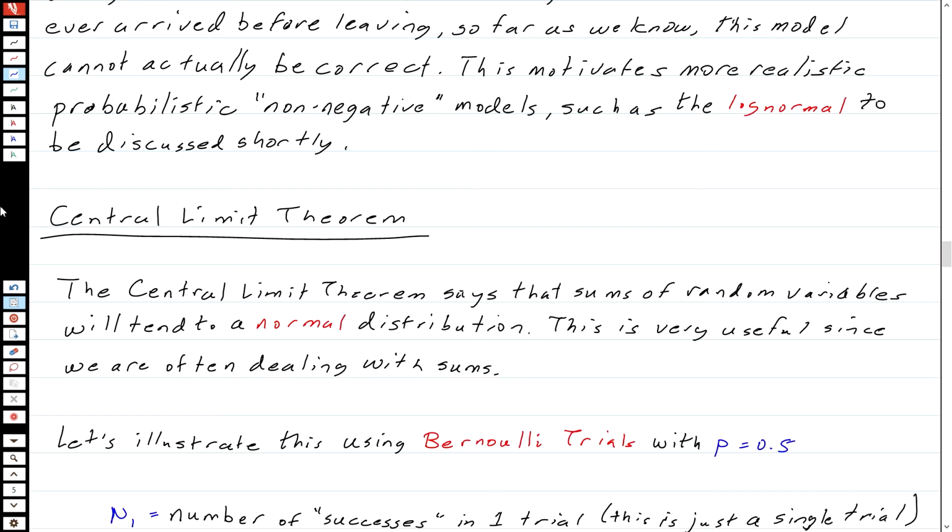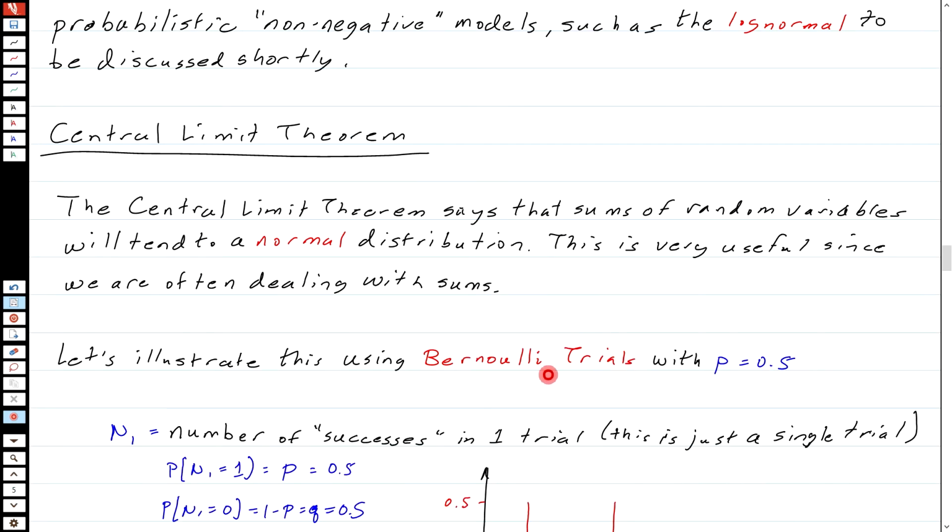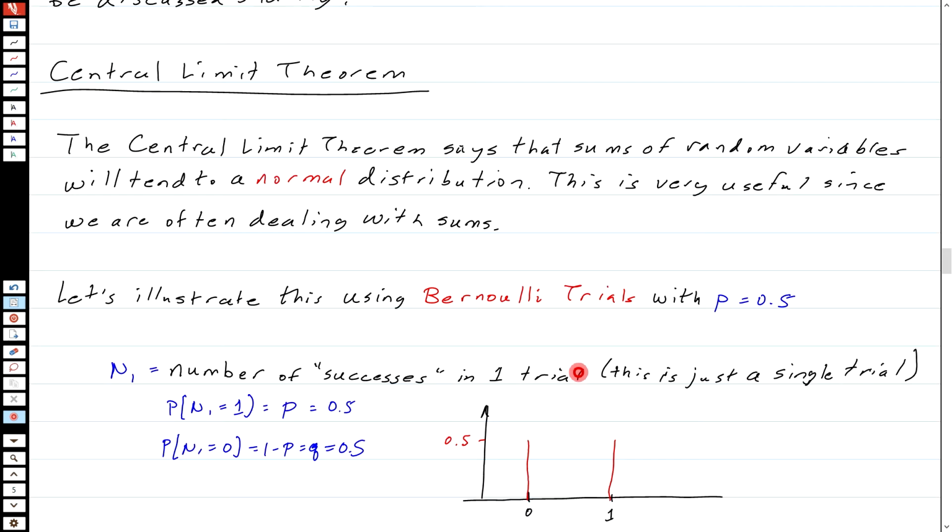The other thing I mentioned earlier is that the normal distribution is popular because of the central limit theorem. The central limit theorem says that sums of random variables will tend to a normal distribution. This is very useful because in engineering we're very often dealing with sums. Let's illustrate this using Bernoulli trials. If I think about a single flip of a fair coin, let's suppose P is equal to 0.5, that's a fair coin.